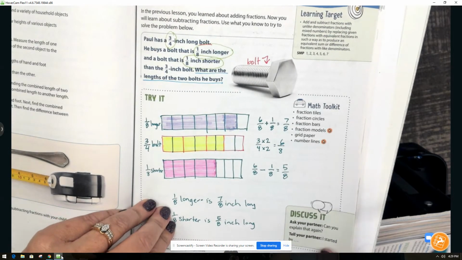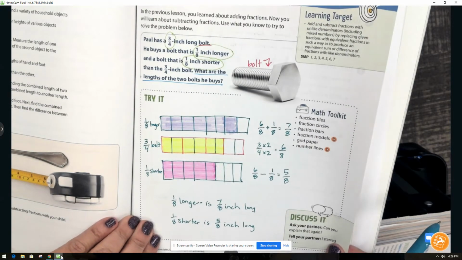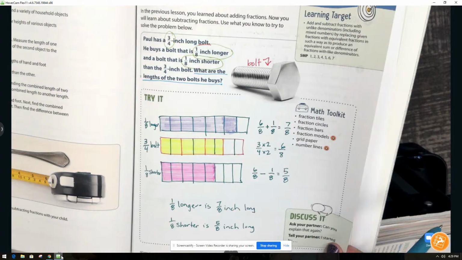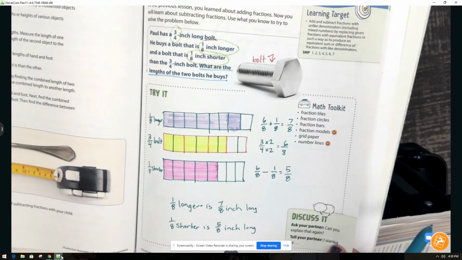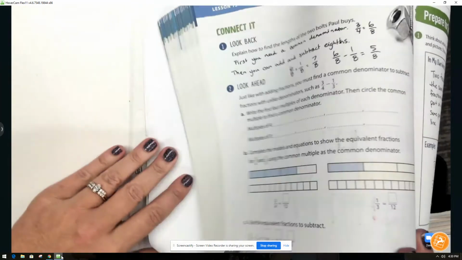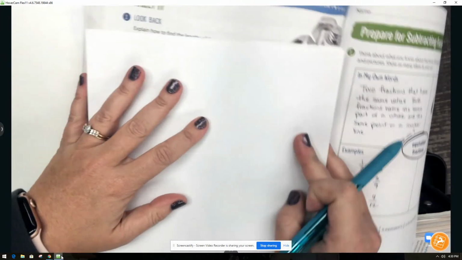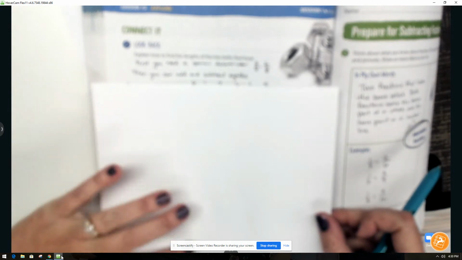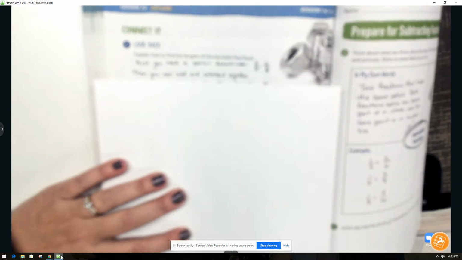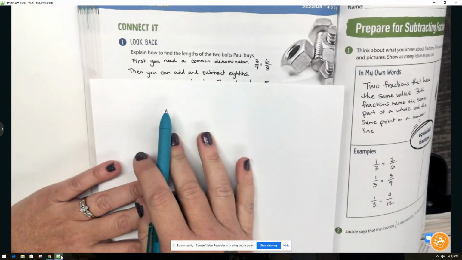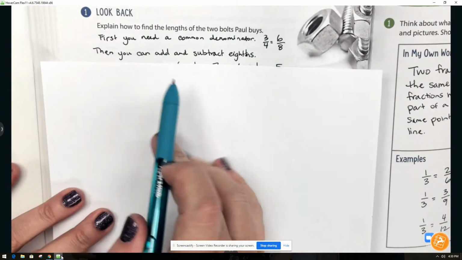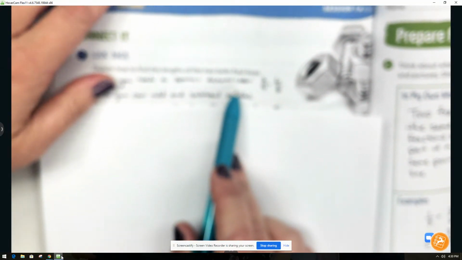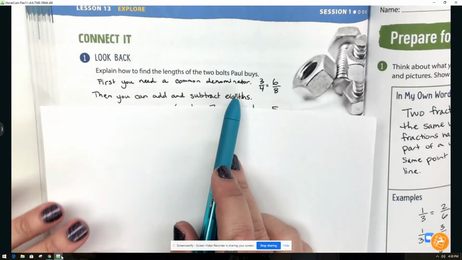If you did that on your own, did you solve it the same way I did, or did you do it a different way? And did you come up with the same answer? All right, let's go ahead and go to page 250. Looking back, it says, explain how to find the lengths of the 2 bolts Paul buys. So let me focus that for you. Let's see if that is going to autofocus. Oh, and there we go.